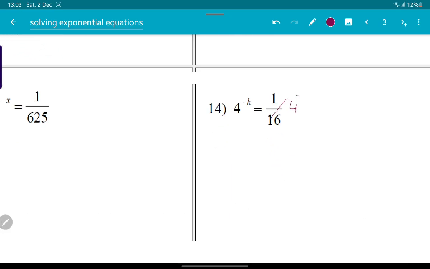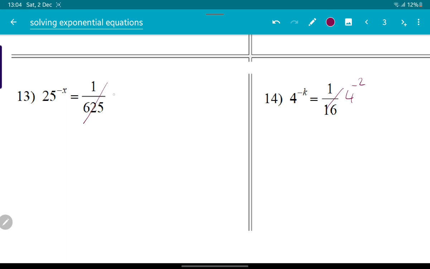Same idea, 4 power negative 2. This is 25 power negative 2, because 25 squared is 625. Or you can put them with base 5.